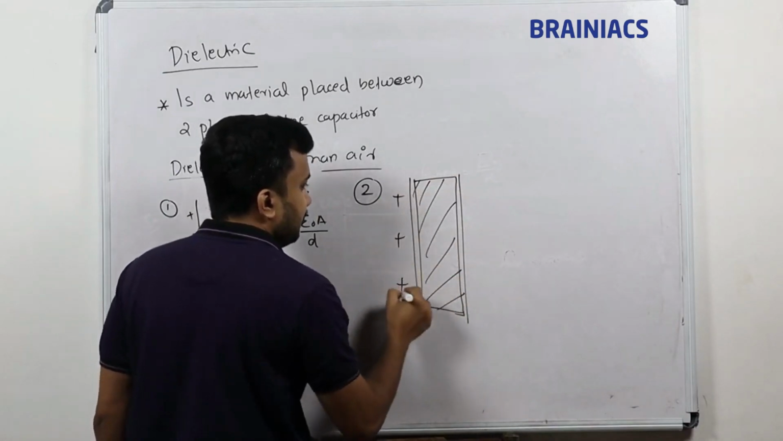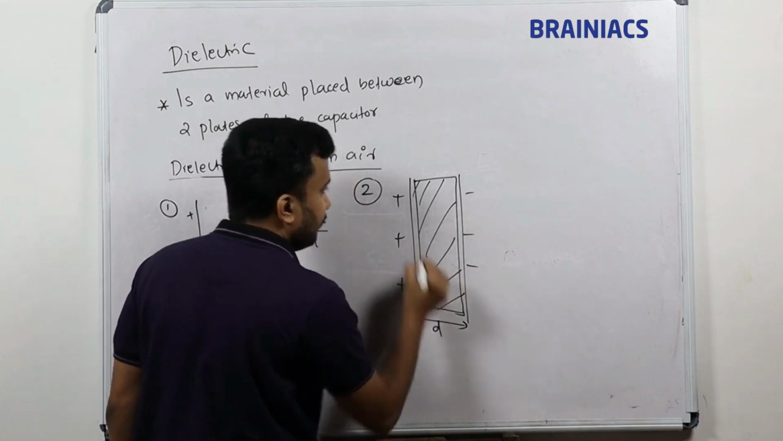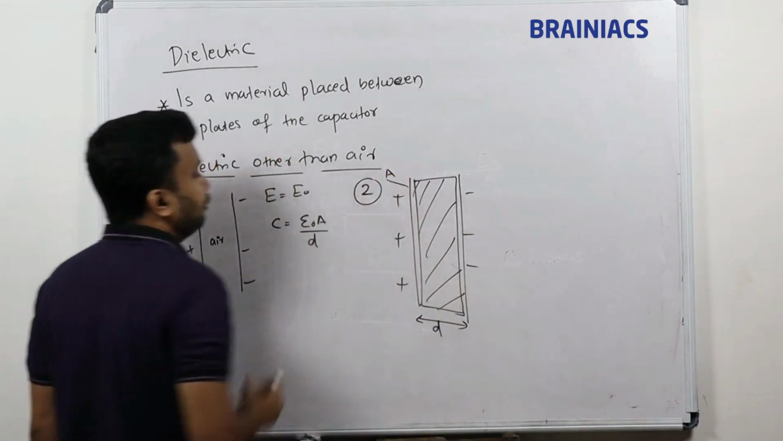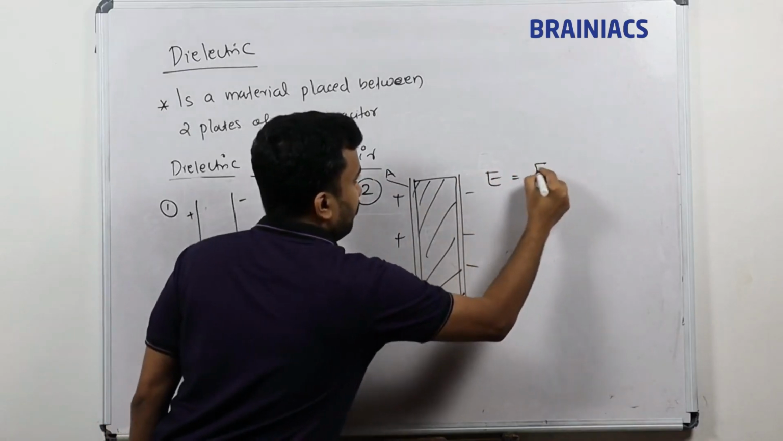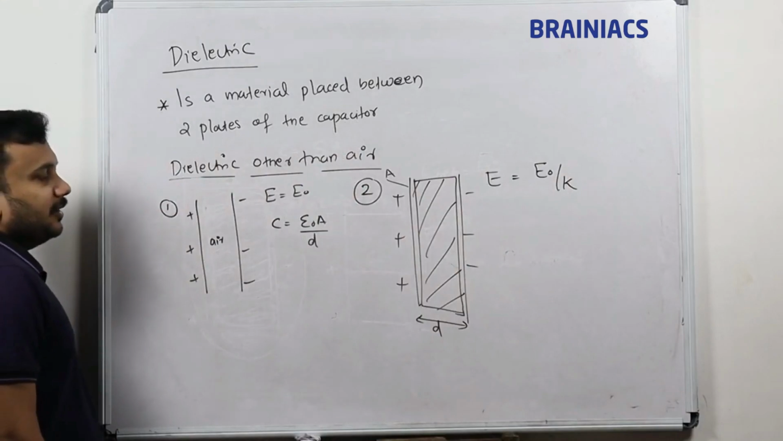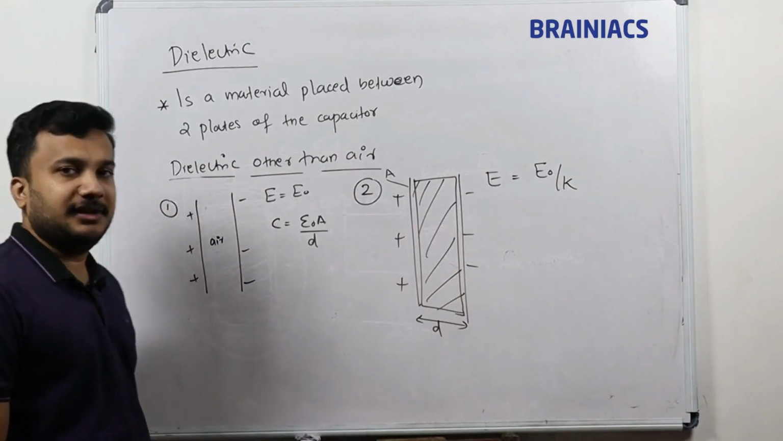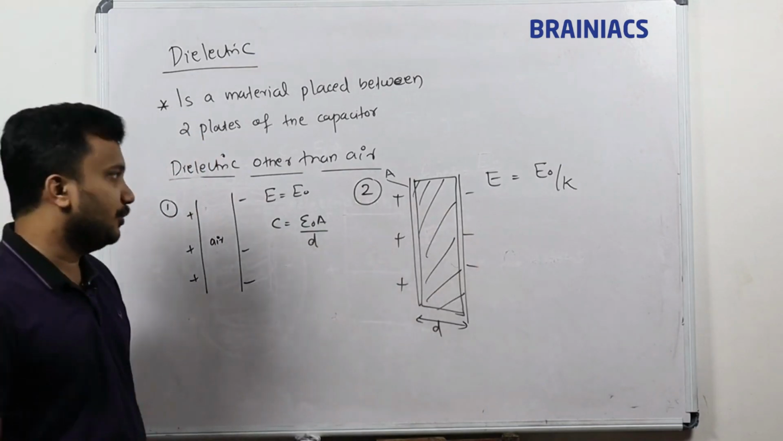This is the positive plate and this is the negative plate. The distance between the plates is D, of course, and its area is A. Then in this case, the electric field E equals how much? E0 by K. Okay, the capacitance formula we need to derive. I will take it later.